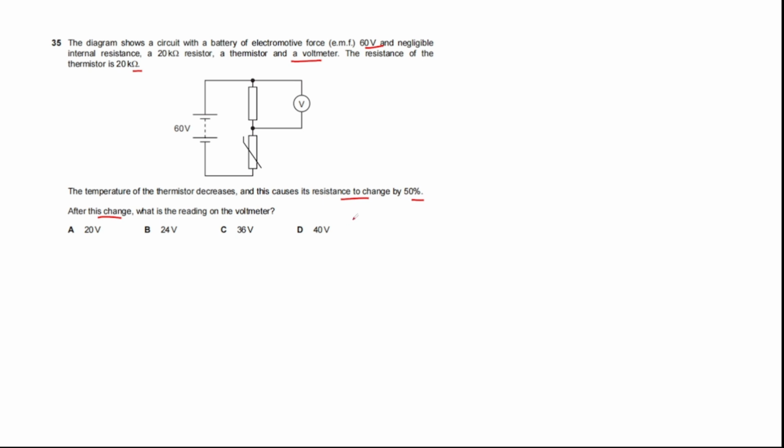So if the thermistor used is an NTC, negative temperature coefficient type, then as the temperature has decreased, the resistance must increase. Initially the fixed resistor is 20 kilo ohms, and the thermistor also has 20 kilo ohms. If it changes by 50%, as an increase, it will be 50% of 20, which is 10 kilo ohms, has increased. So the new resistance will be 30 kilo ohms.